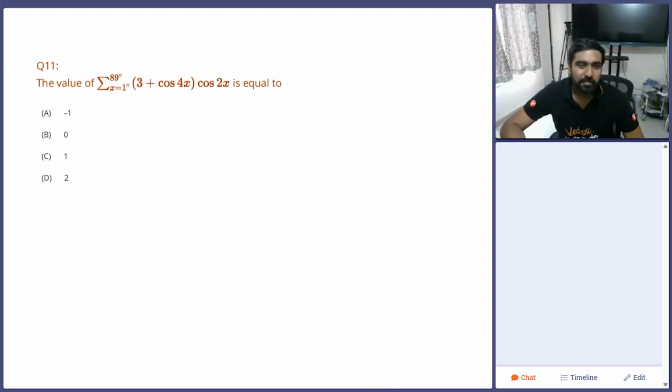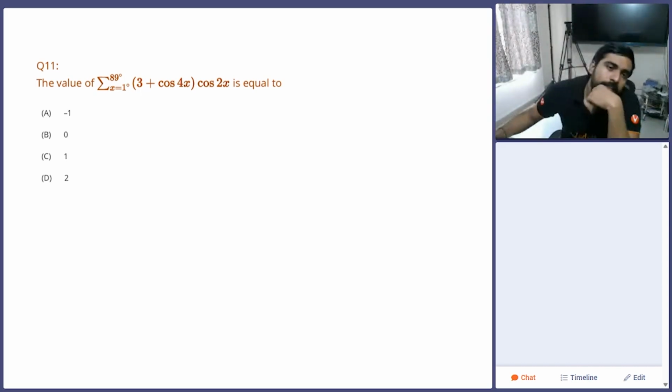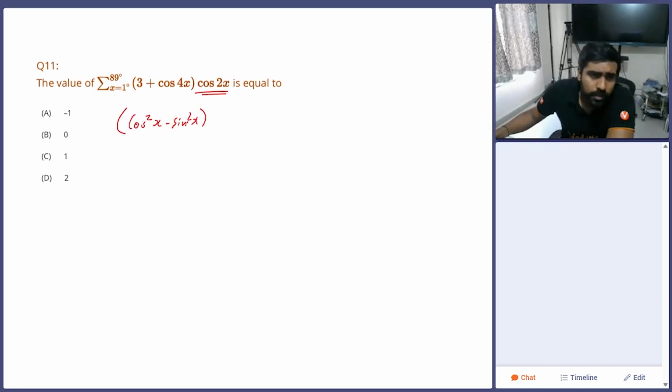Let's move on. All right, what do we have over here? Summation x equal to 0 to 89, 3 plus cos 4x into cos 2x. Very well. Okay, let's start simplifying as much as we can. So cos 2x, I can write this as cos square x minus sin square x. Cos 4x, I can write this as 1. Basically, I will prefer breaking this out into 2 plus 1 plus cos 4x.